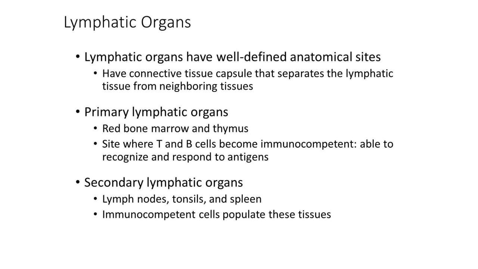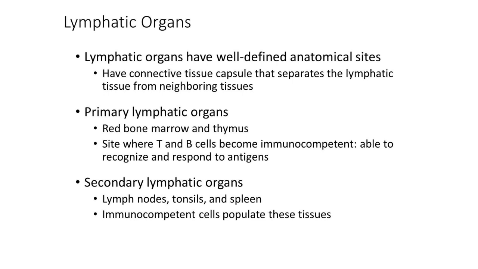So you have several lymphatic organs throughout your body, and we need to discuss what they are, where they are, and what they do. So here we go. Your lymphatic organs have a well-defined anatomical site. They have connective tissue capsules that separate the lymphatic tissue from the neighboring tissue. So they are separate, their own entity.